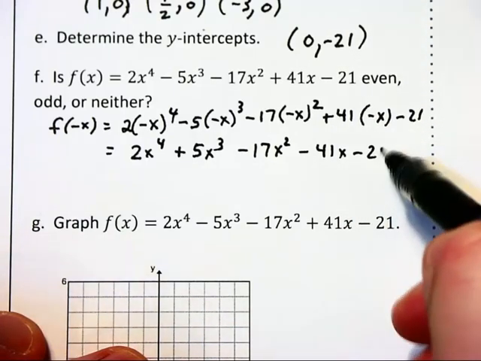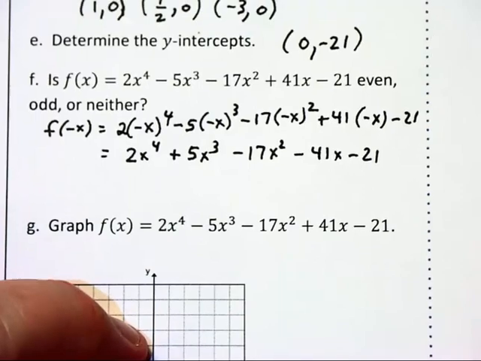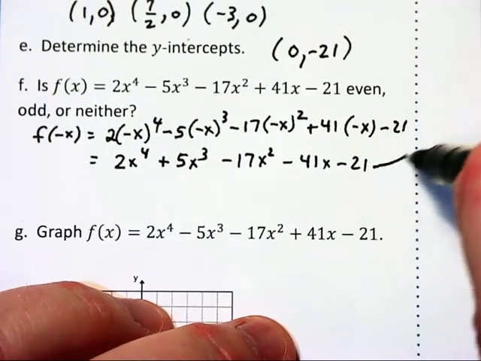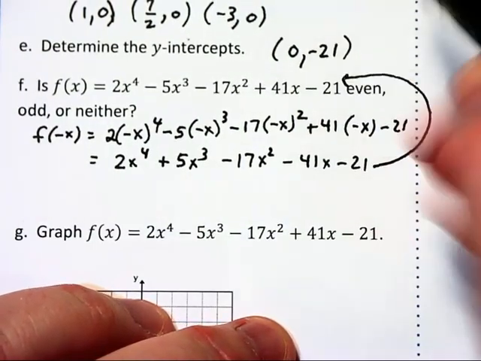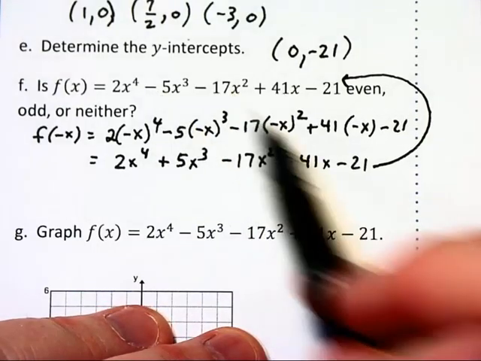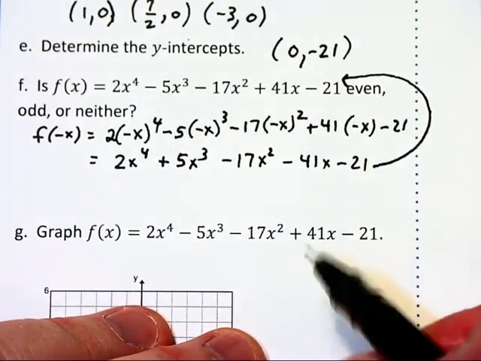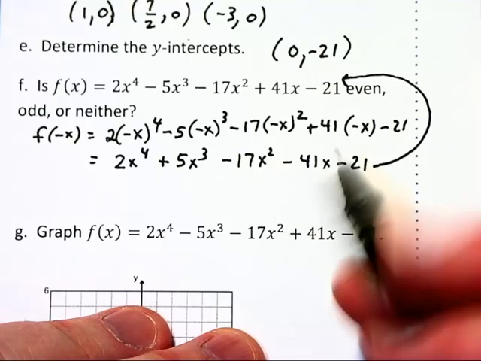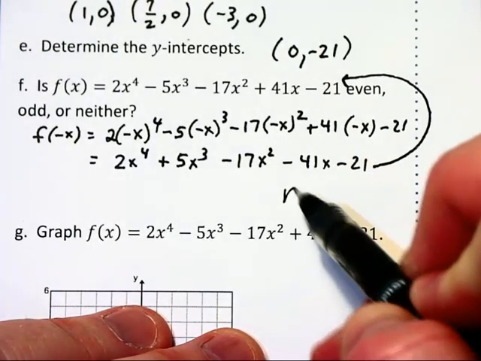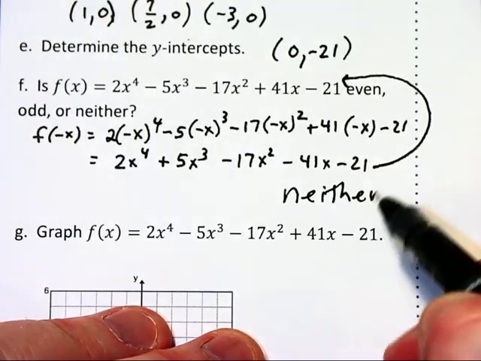So now we compare this with the original function right there. If it's the same, it would be an even function. It's not the same. Is it the opposite of? No, it's not. And so the answer is neither in this case.